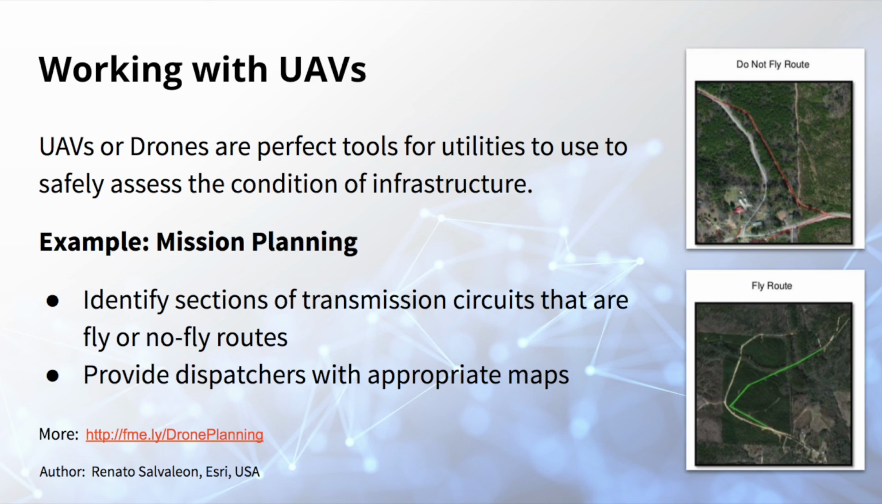So UAVs or drones, for example, are on one aspect of the bleeding edge, if you will, that FME can work with. UAVs or drones are perfect tools for utilities to use to assess the condition of infrastructure, whether it's tree encroachment surveys or emergency response damage assessment. But there are regulatory and other hurdles that have to be overcome.